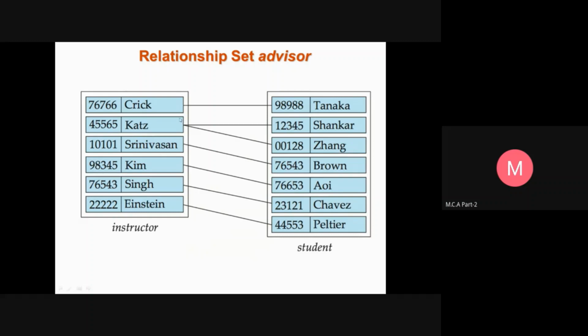But coming to this, we can see two lines coming out from cats. It implies that cats is related to student via more than one record or more than one tuple. I'll start using the word tuple now instead of record, because in tables we store it as tuples. So cats is linked to Shankar as well as to Zhang. So cats is the advisor of Shankar and the advisor of Zhang. That means this relationship could be 1:many from instructor to student. It may be a little confusing now, but we will see it later.